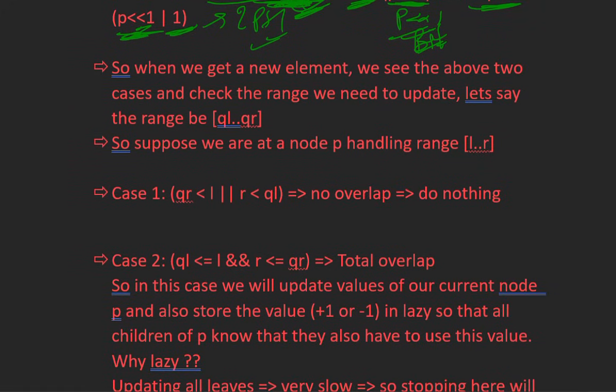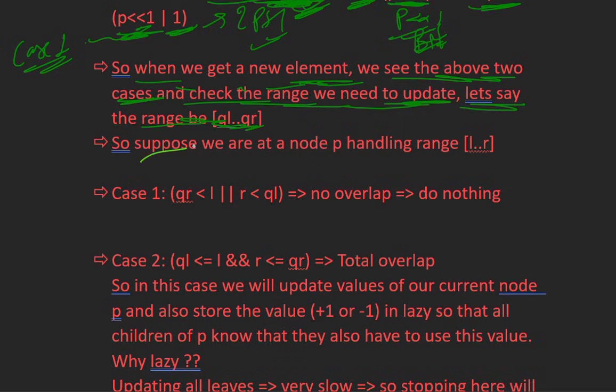So what we do is, when we get a new element, we see the above two cases. That is case 1, whether the new element is already present or not, and if it is not present, then we'll be checking the range that we need to update. Let's say the range can be ql to qr.